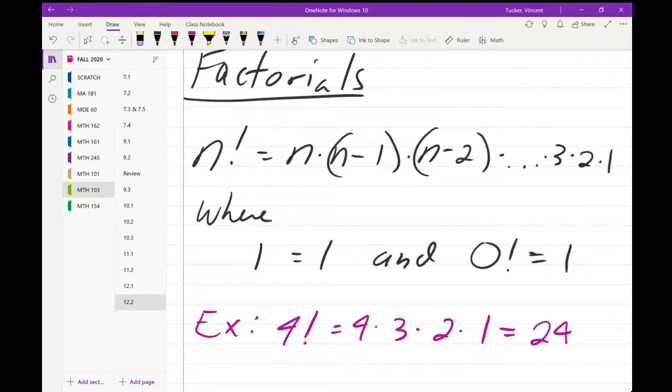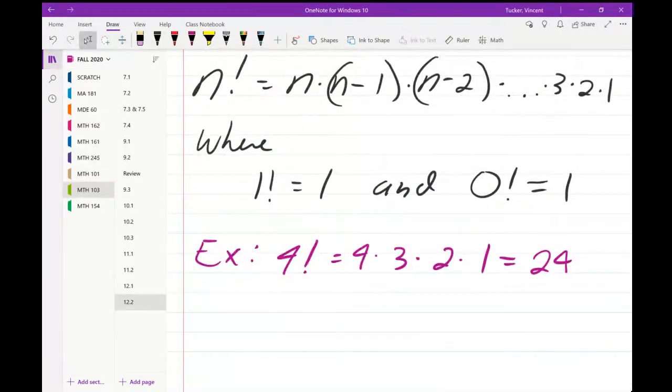1 factorial is equal to 1, and also 0 factorial is equal to 1. All right. So, a small example of that: 4 factorial is just 4 times 3 times 2 times 1. Multiply those together, and it will give you 24.